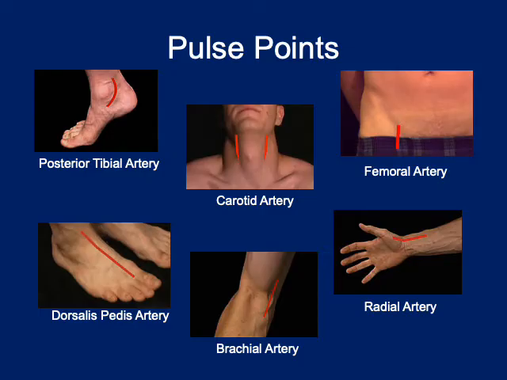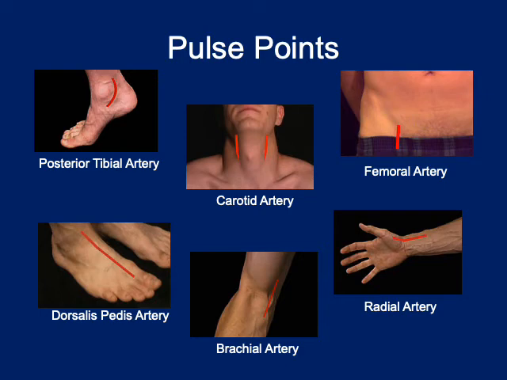So as EMTs, at least in this course, one of the very first things you're going to learn is obtaining a set of vital signs. And one of our most important vital signs is checking for a pulse. And I know you guys did this in your CPR class, checking for a carotid pulse. The reason why these are called pulse points is these are the six most common areas where it's easy to feel a pulse. And that's because the artery is close to the skin, and it's probably overlying a bone. So as we press in to check for a pulse, we're pressing that artery against the bone. It helps to stabilize it and give us a pressure point, basically.